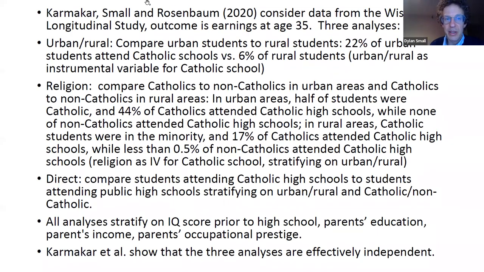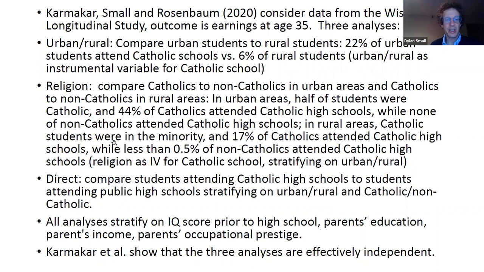So here are some facts about the study. The outcome is earnings at age 35. For geographic accessibility, we're just comparing urban and rural because we don't have very fine geographic details. Comparing urban students to rural students, 22% of the urban students attend Catholic schools versus 6% of the rural students. So geographic accessibility definitely affects going to Catholic school.